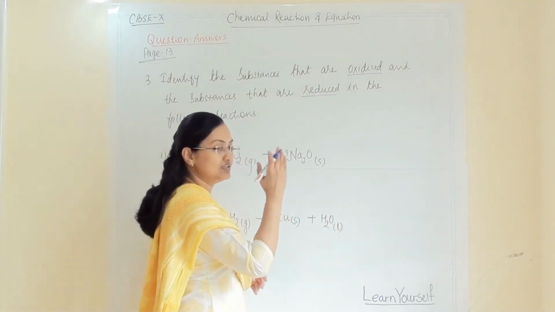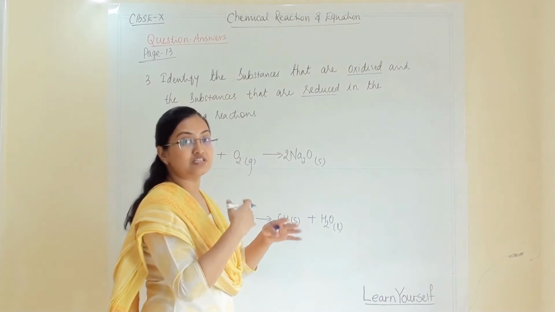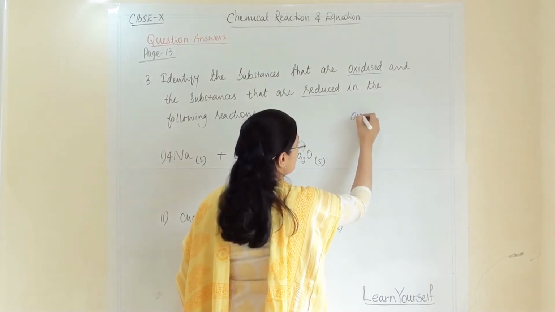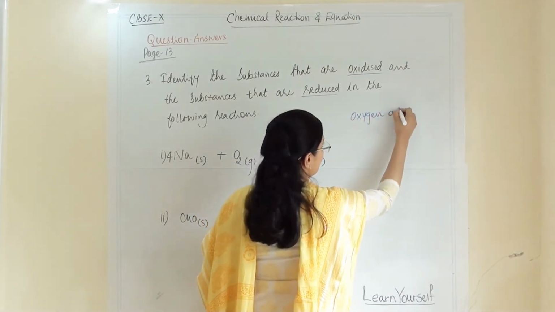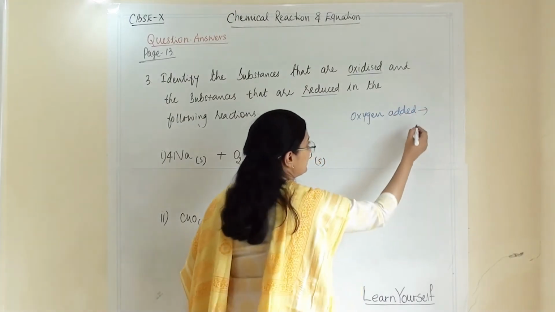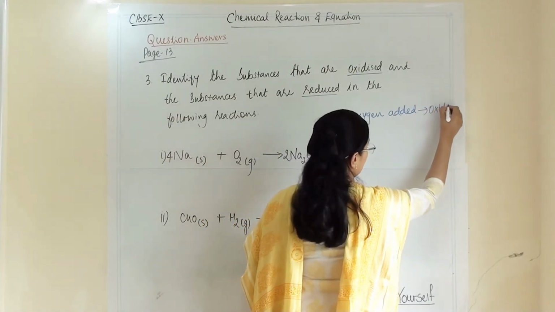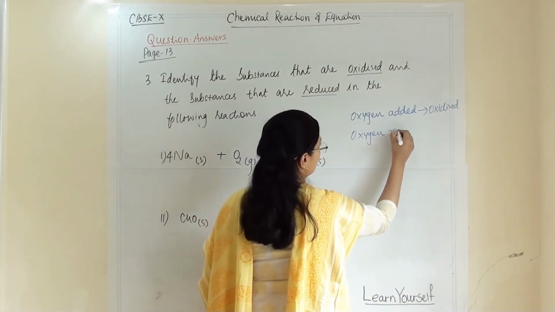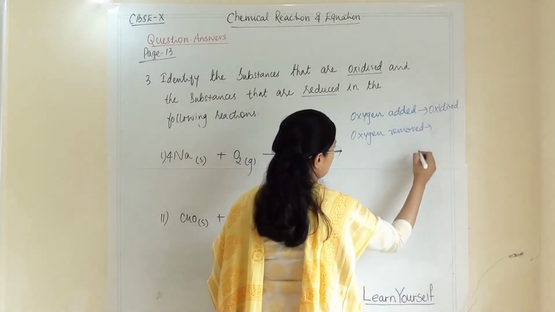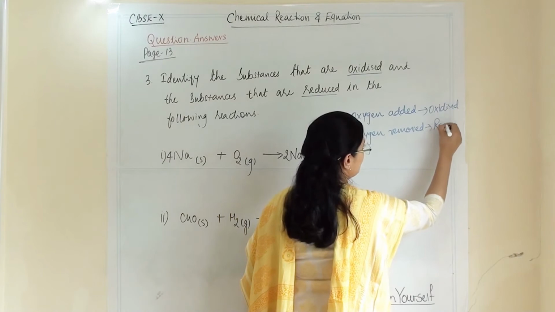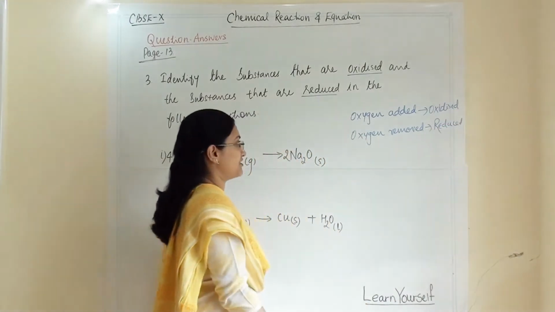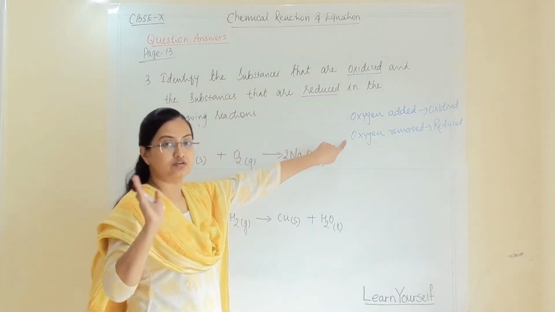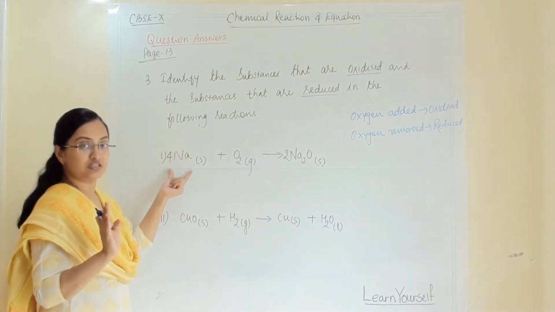When will we say that this substance is getting oxidized? When oxygen is added, then it is getting oxidized. When oxygen is removed from the compound or substance, then it is being reduced in the reaction. Oxygen is added, oxidized; oxygen is removed, reduced. So now let us see the first reaction.